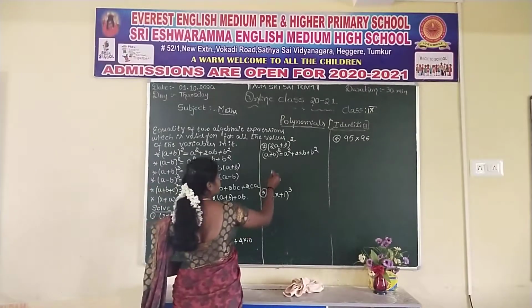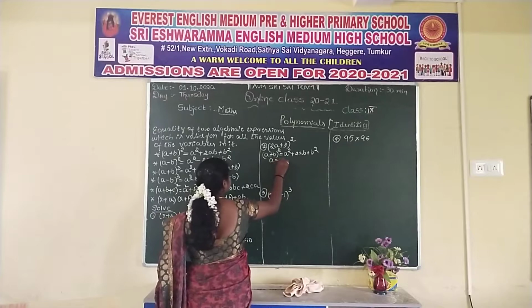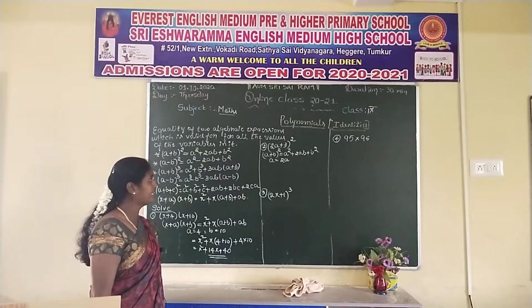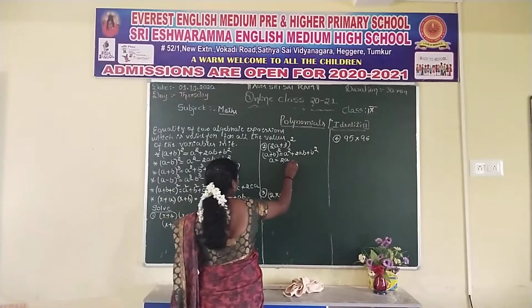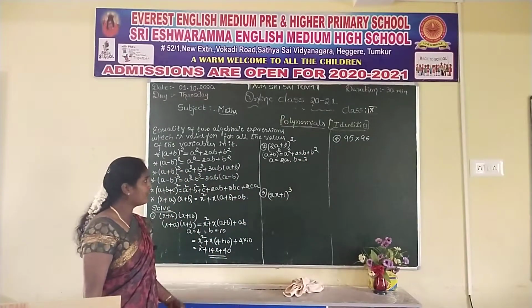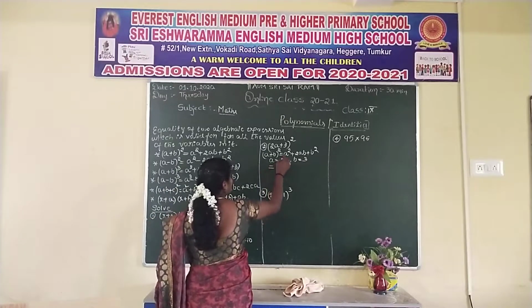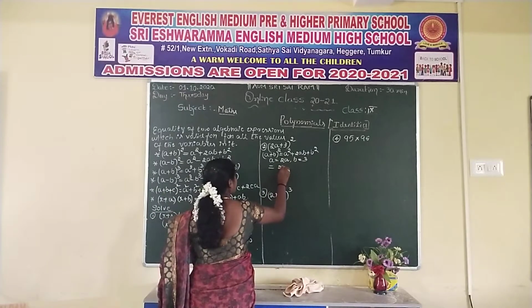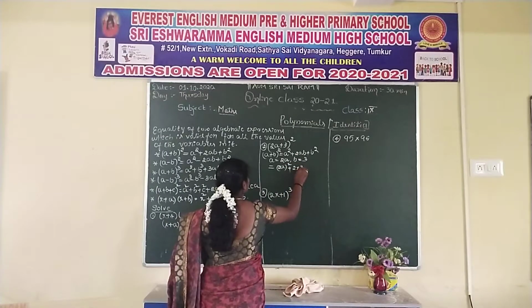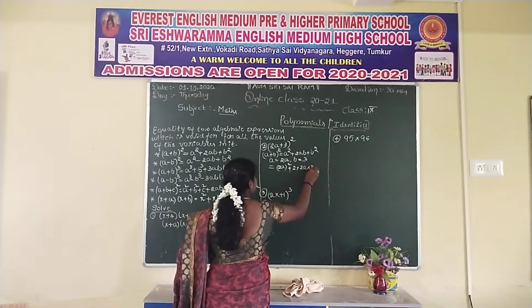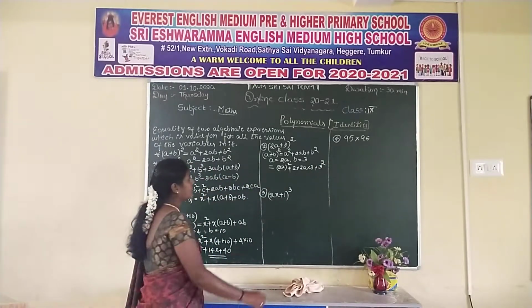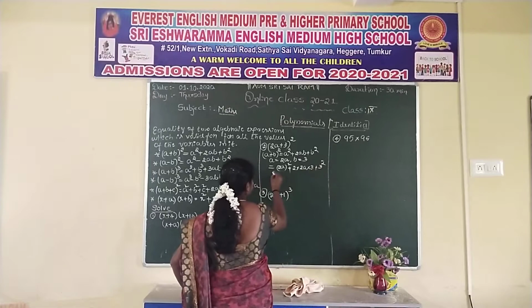Now you identify the value of a. The value of a is 2a. The value of b is 3. Now substitute. It is equal to a² which is (2a)², plus 2ab, which is 2 into 2a into 3, plus b², which is 3².